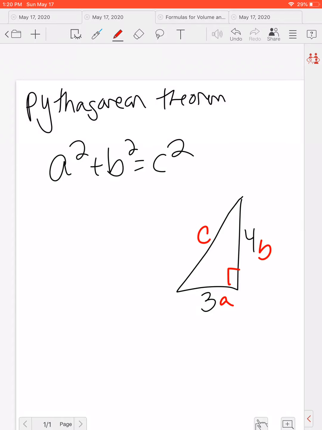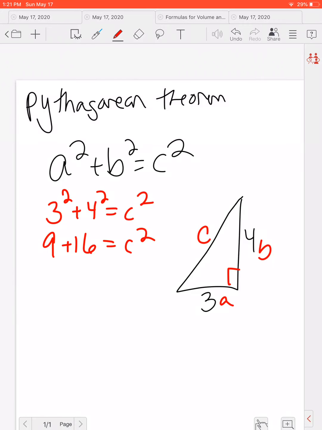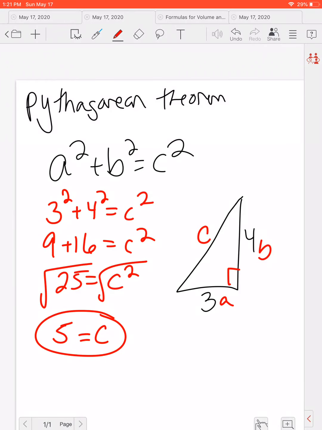So here we know that a is 3, b is 4, and c we don't know. So we're going to plug in what we know. So we'd have 3 squared plus 4 squared equals c squared. 3 squared is 9 plus 4 squared is 16 equals c squared. And again, we're trying to get c by itself, so we need to solve this side so we can square root both sides. So we have 25 equals c squared. We're going to square root both sides, so c would equal 5. Okay? So that's how we would find c if we were given a and b.